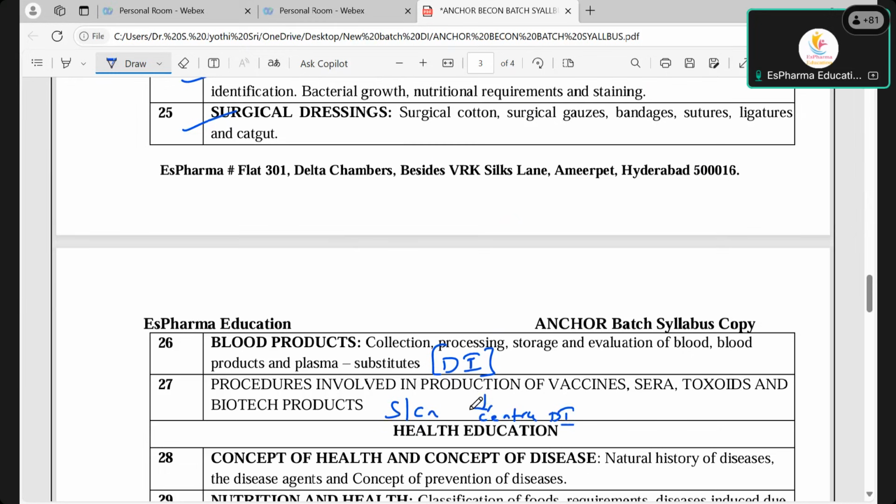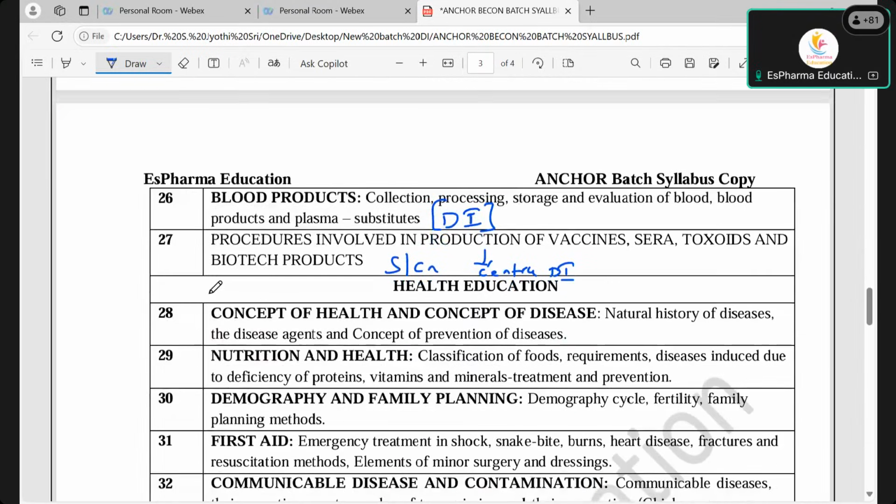So this is all about microbiology, and it carries nearly 5 to 10% weightage. Okay, now coming to health education.